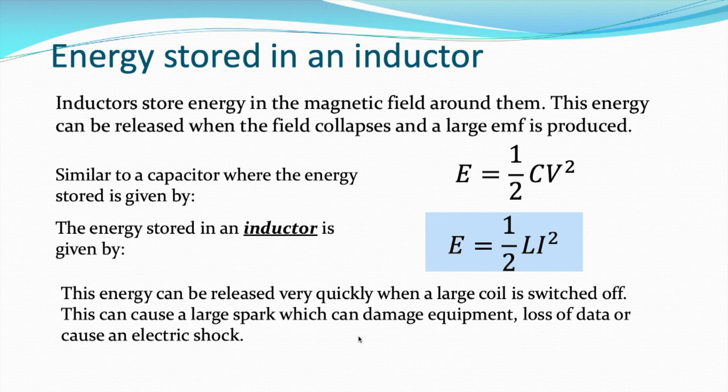Remember, that energy can be released very quickly if a large coil is switched off, which causes a large spark, which can damage your equipment, cause loss of data, or cause an electric shock. If you turn something off very quickly, the magnetic field collapses very quickly. You get a huge back EMF. That's it.